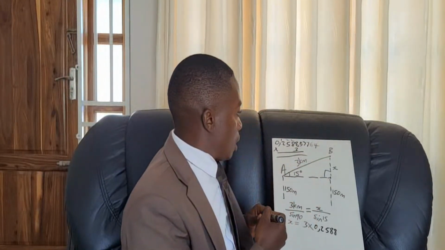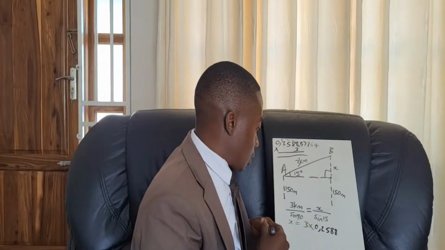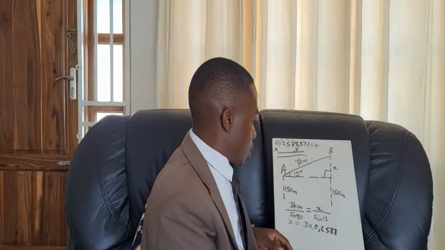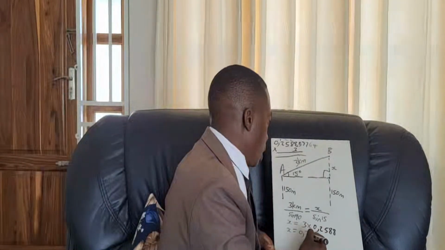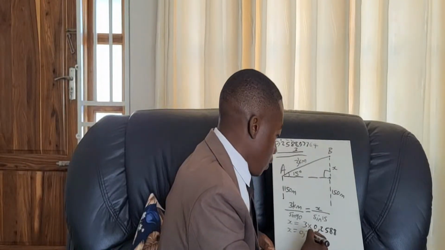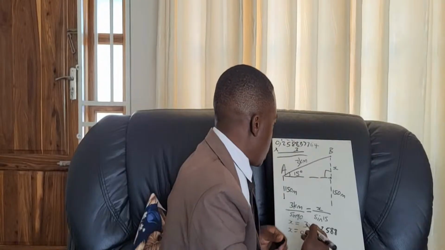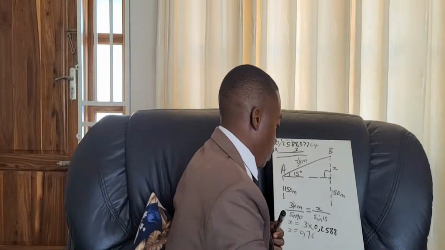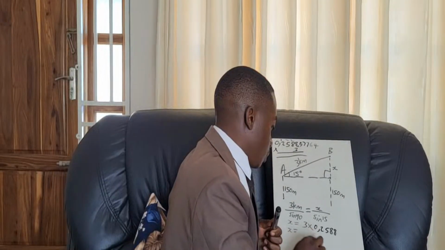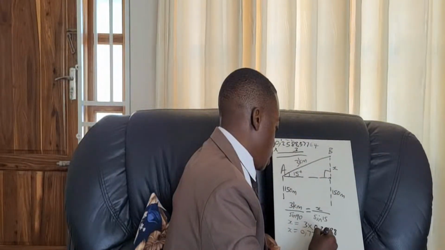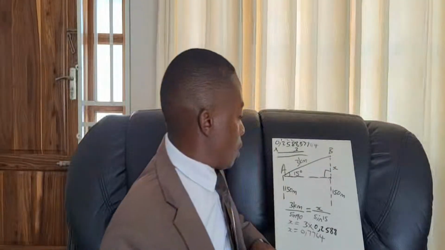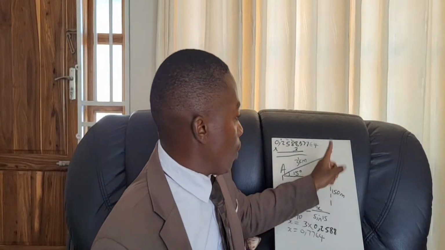So we get 0.7764. It means x will be equal to 0.7764 kilometers. That's the value of x.